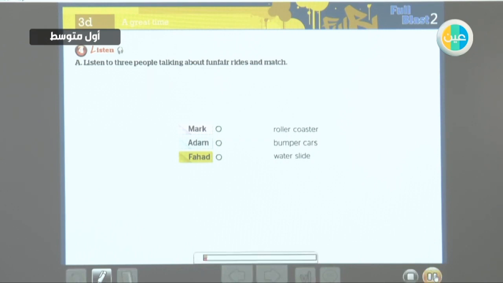Listen. Mark. Yesterday, I went to the fun fair with my sister, Roberta. All the rides were good, and we had a great time, but we both liked the last one the best. We were the only people there, so I chose a red car and my sister got in a blue one.